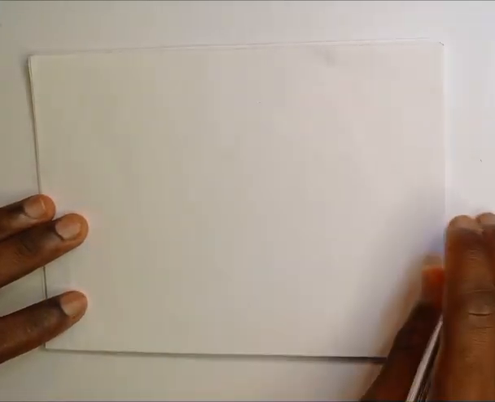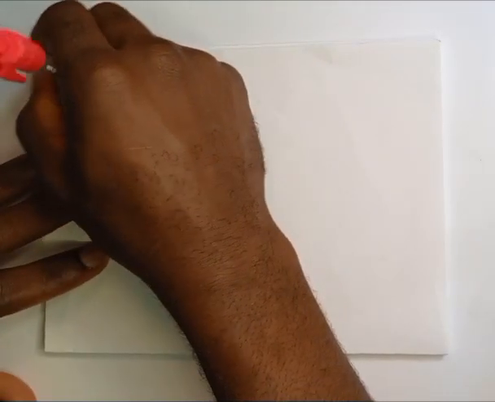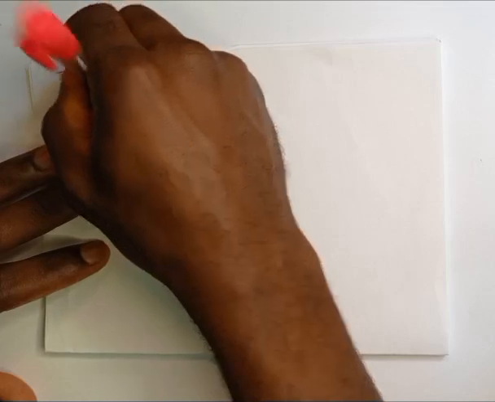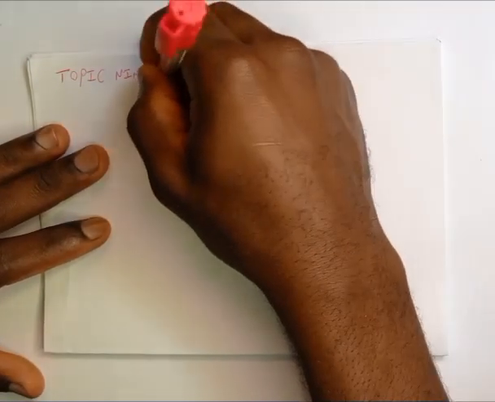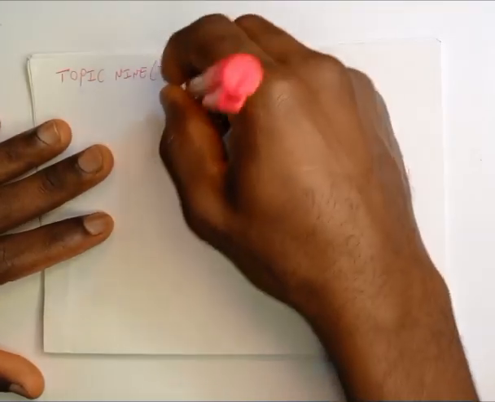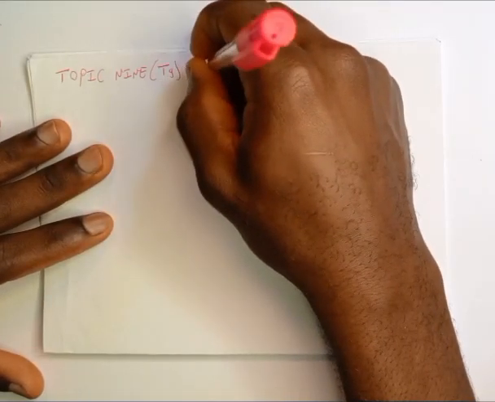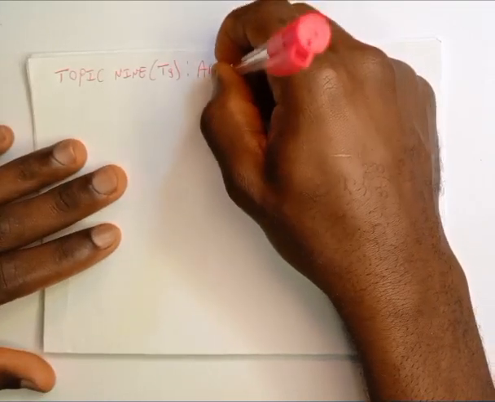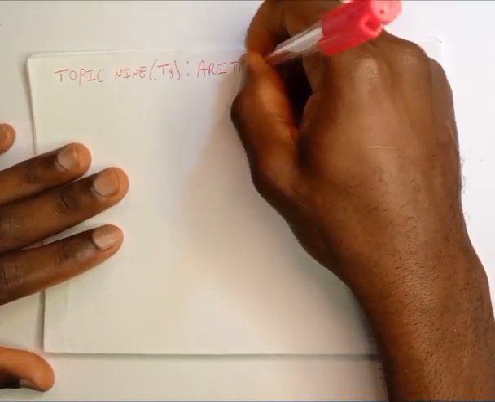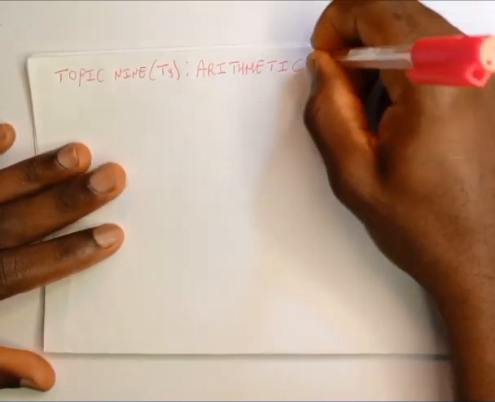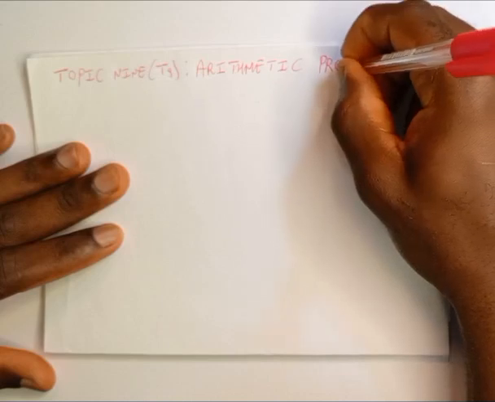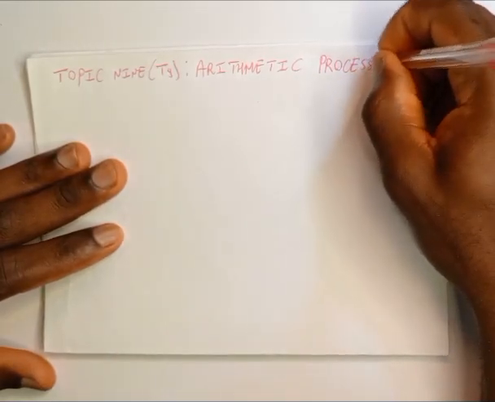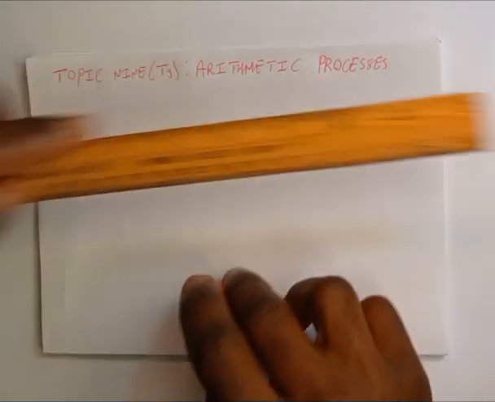Today we are going to start with topic 9, abbreviated as T subscript 9, which is arithmetic processes. So this is the topic we are going to treat today.